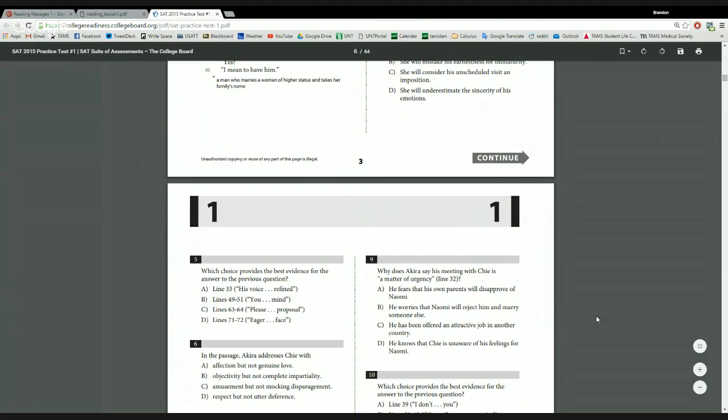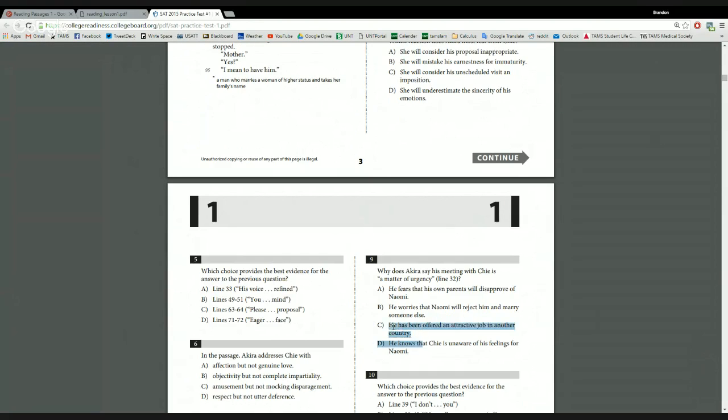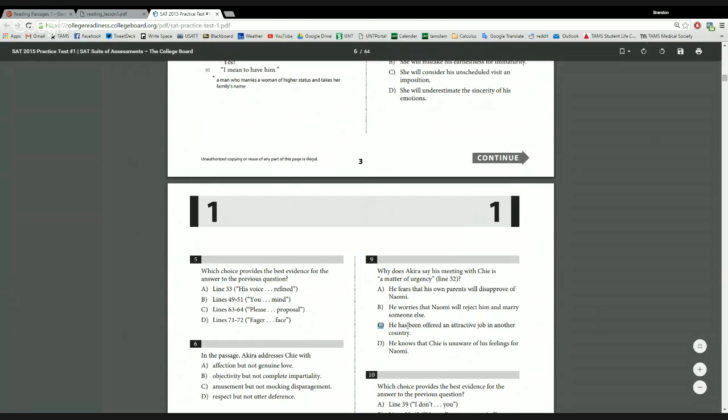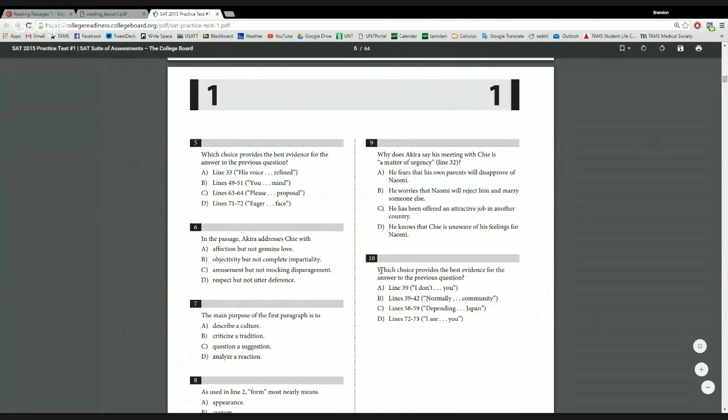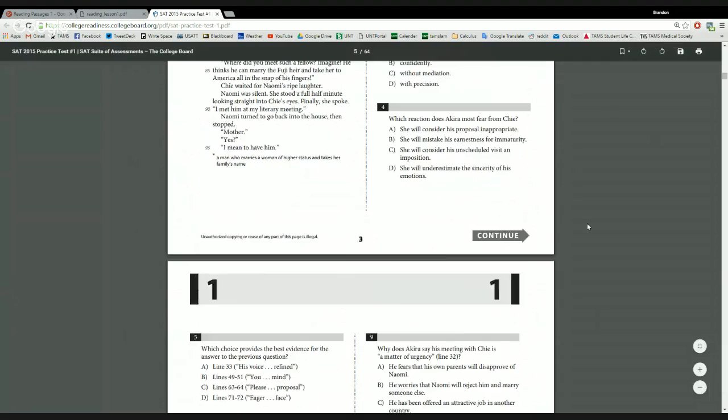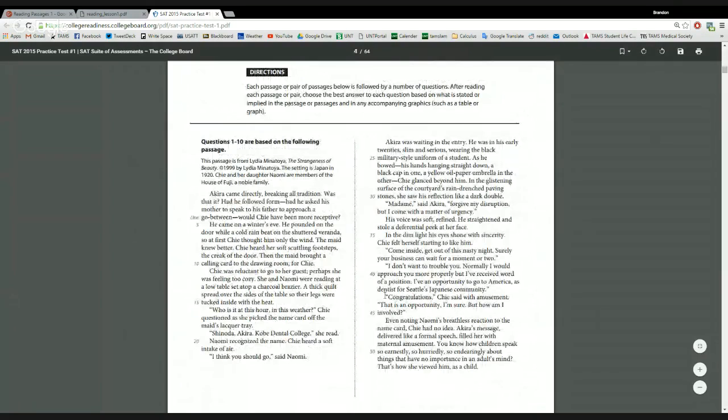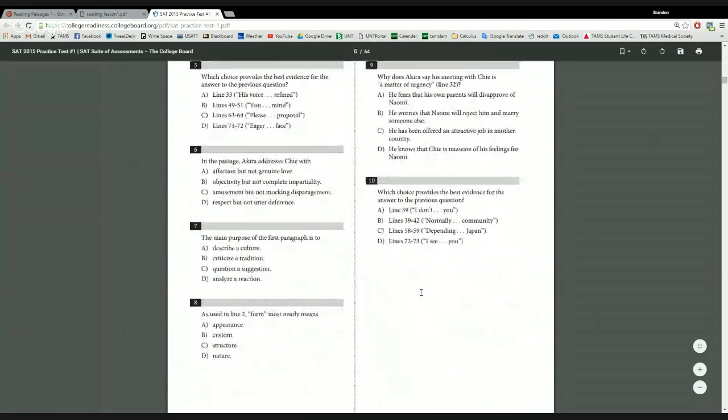So, what is a job offer? C. He has been offered an attractive job. No other facts needed. This is from the text straight up. Answer C. Number 9, C. And we can actually go ahead and do 10 because this is an evidence-based question. Where did we see the answer choice that was so literal? Lines 41 and 42. Where's lines 41 and 42 in the answer choice? In B. The answer is B.